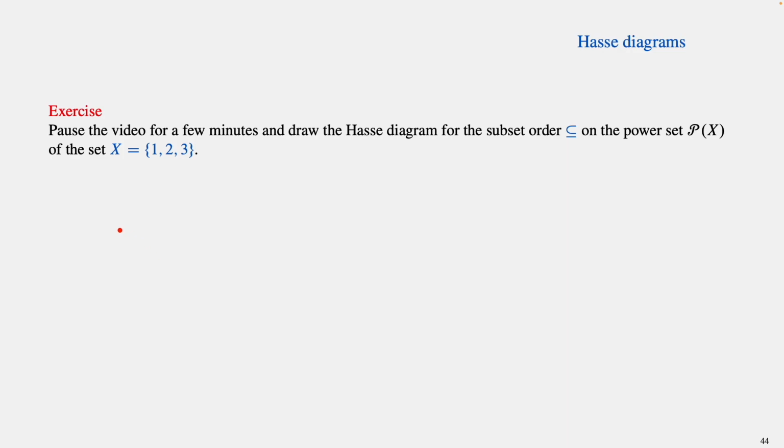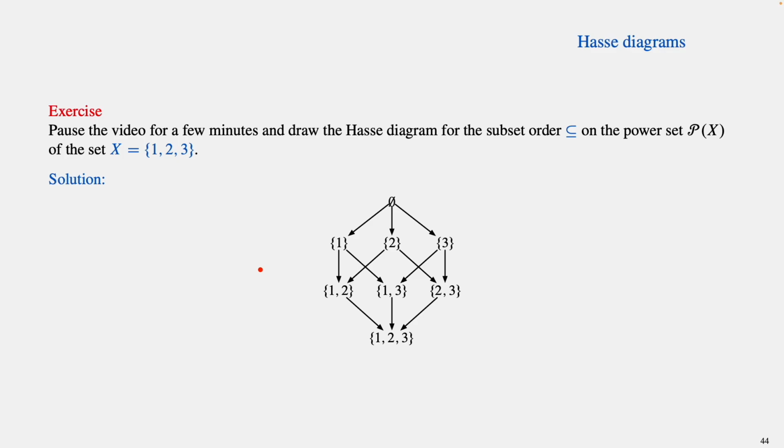Now, as a little exercise for you, pause the video for a few minutes and draw the Hasse diagram for the subset order on the power set of the set X containing the elements 1, 2, and 3. And here's the solution. This graph here is the Hasse diagram, where the empty set points to the sets with one element each. These point to the subsets with two elements each, and they in turn point to the full set X, which contains 1, 2, and 3.